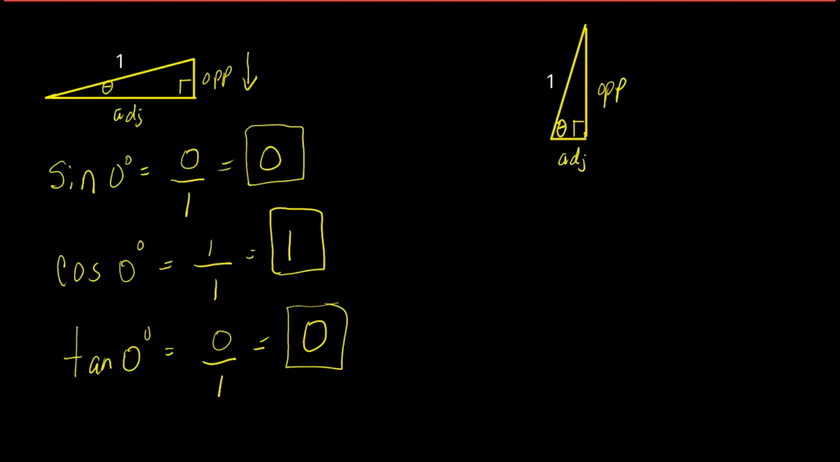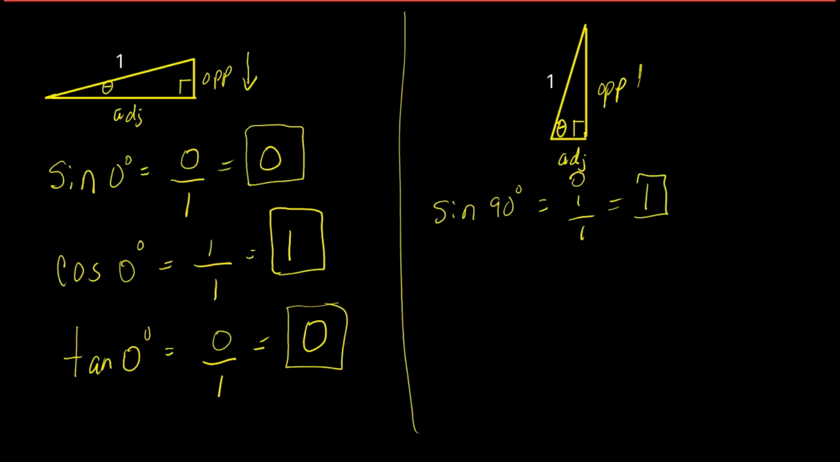For 90 degrees, visualize the large angle here. Apply the limit that theta approaches 90. As the angle approaches 90, the opposite side approaches 1. So this will be getting closer and closer to 1. This will be getting closer and closer to 0. So I can say that the sine of 90 degrees equals opposite over hypotenuse. So that's 1 over 1. So we can say it's 1.